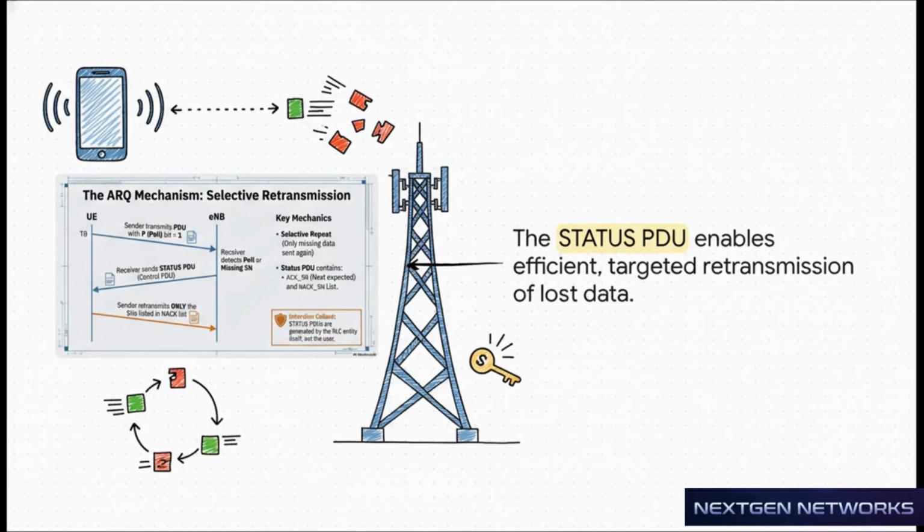And this right here is that conversation in action. Your phone and the cell tower are constantly talking to each other. That status report, or status PDU, is the absolute key. It is so incredibly efficient because it allows for what's called selective retransmission. We're not wasting precious airtime resending data that already got there just fine. It's a smart, surgical, targeted recovery.